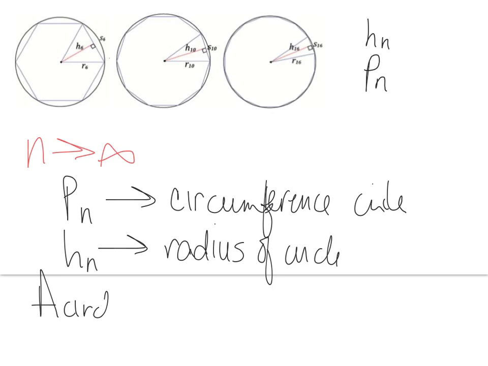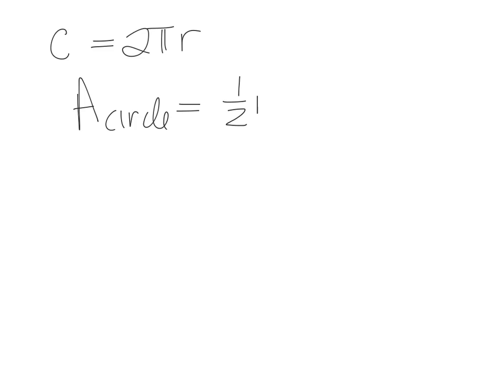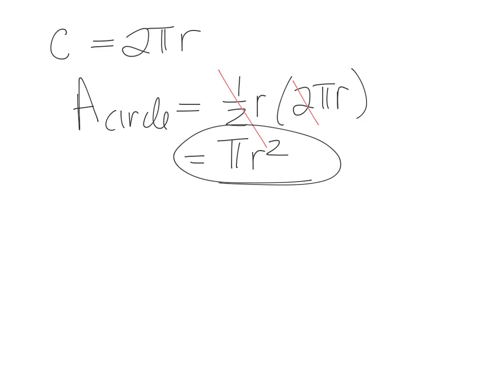So the area of our circle is equal to 1/2. Instead of the height, we can write the radius, and instead of the perimeter, we can write the circumference. Since we know that circumference of a circle equals 2 pi r, we can also say that the area of the circle equals 1/2 times my radius times my circumference. So these divide out, and I have pi r squared. We did it. Cool.